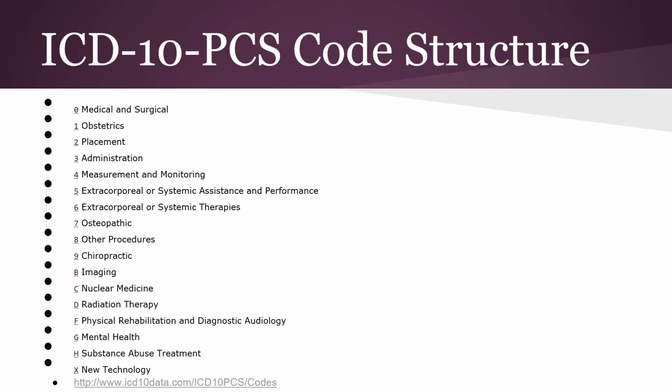So here we have our ICD-10 PCS code structure, and again, this is pretty much standard. It also breaks down the specific categories of what each main structure represents. If you look at the top, we have 0, which represents the medical and surgical. If we go midway down to number 6, it represents extracorporeal or systemic therapies. And then if you go down to G, we have mental health. And then lastly, we have X, which represents new technology.